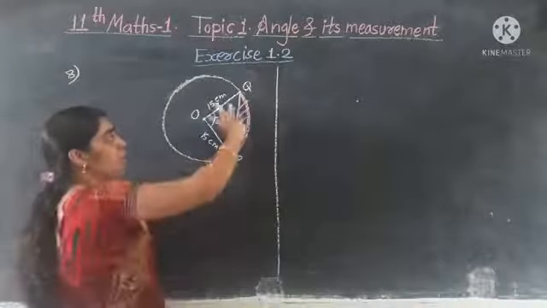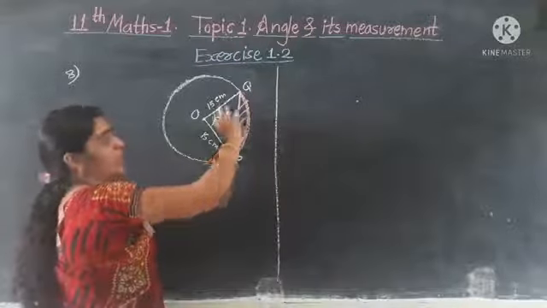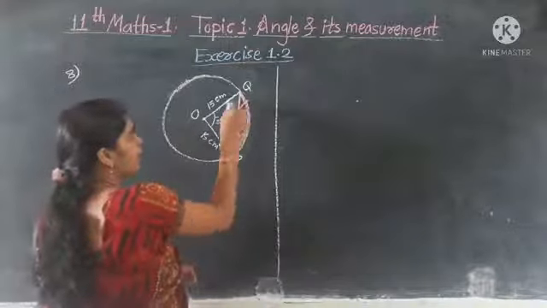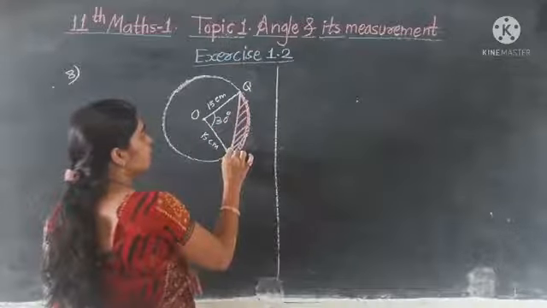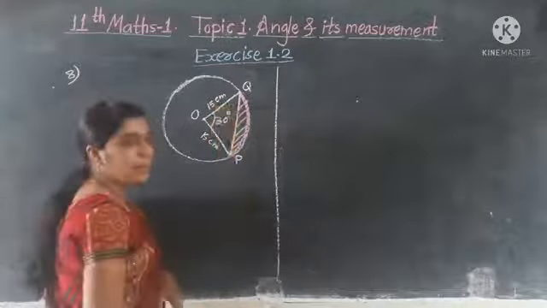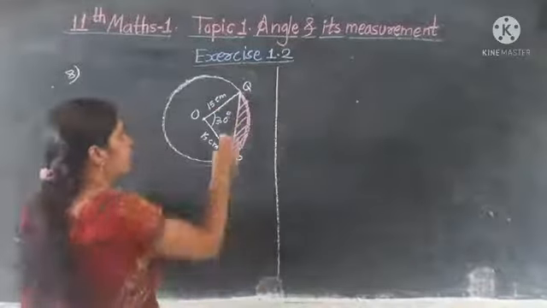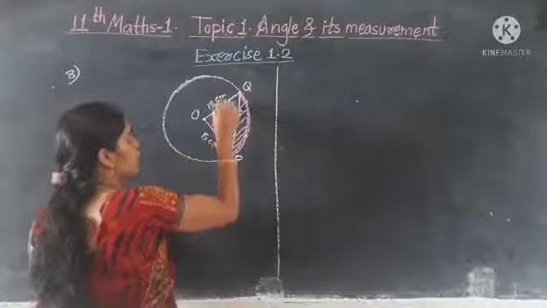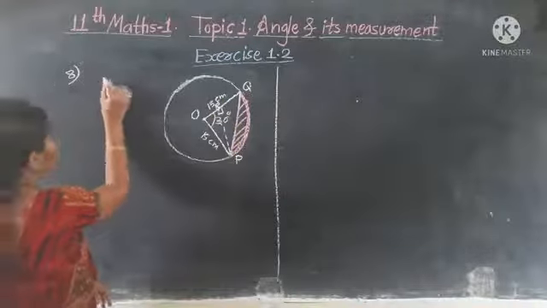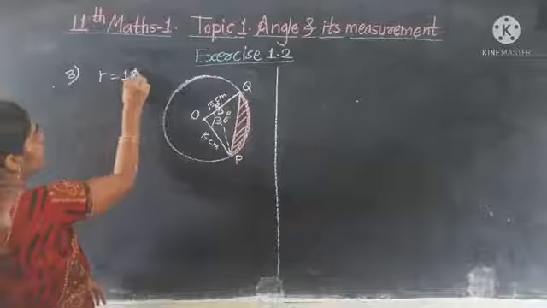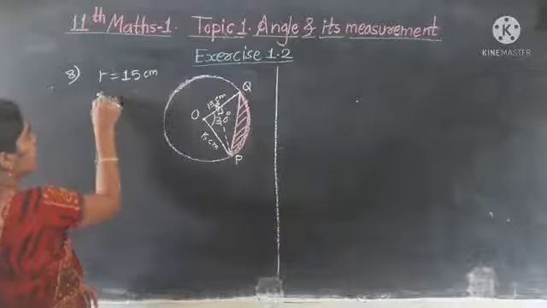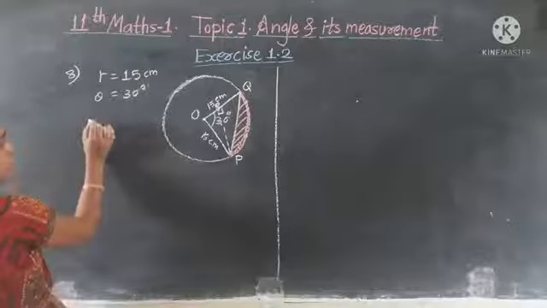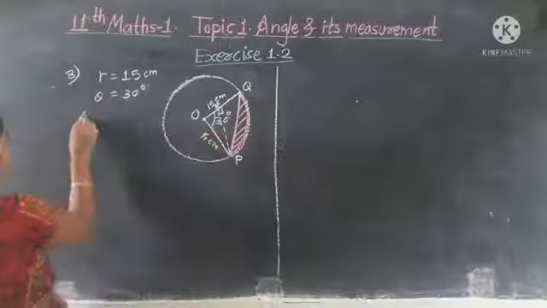Means here we have to find first area of sector and area of triangle. For finding area of triangle, you draw perpendicular. Okay, you draw here perpendicular PR suppose. Okay. So which are the given things? R is given 15 centimeter. Theta is given 30 degree. Now we first find area of sector.